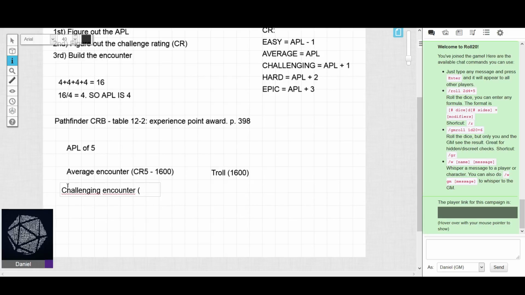In this case, because our APL is 5 and the challenging encounter would be APL plus 1, we have a challenge rating of 6, which in this case is 2400 experience. So, 2400 experience points. Well, we already have the troll, we can just copy that.